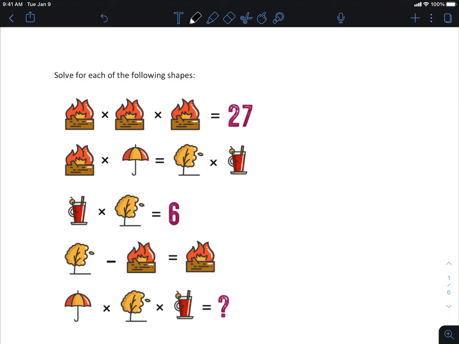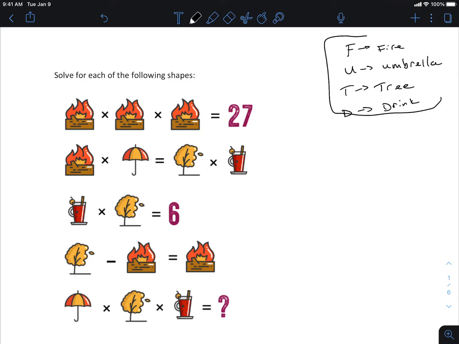The first thing I might try to do though is make a list, because I don't necessarily want to draw these pictures all the time, right? So I might choose to make a little legend here and say F is going to be fire, U will be umbrella, and T will be tree, and then D could be drink. Okay, so I'm going to keep this little legend.